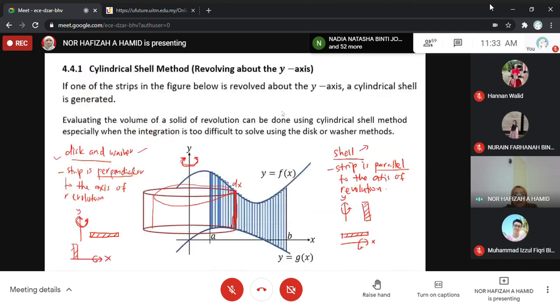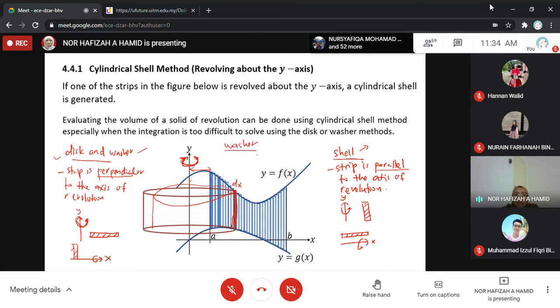Example yang dia bagi ni, sebenarnya you boleh solve pakai washer, sebab you punya shaded region ini revolve pada Y. So yang ni you punya shaded region, dia ada gap between shaded region and axis of revolution. So kalau ada gap sepatutnya kita boleh solve using washer.